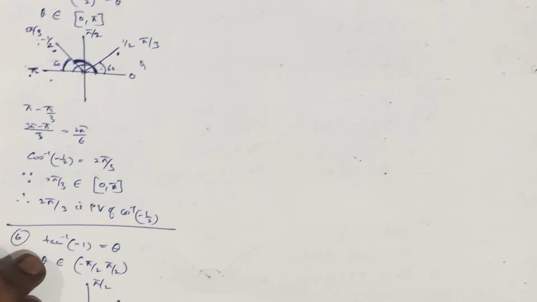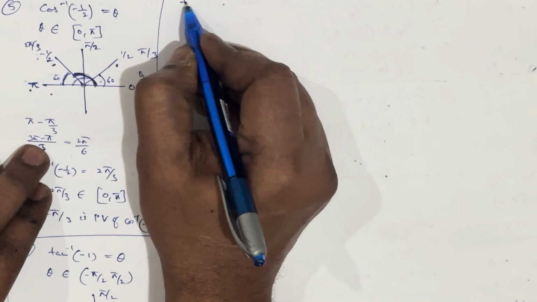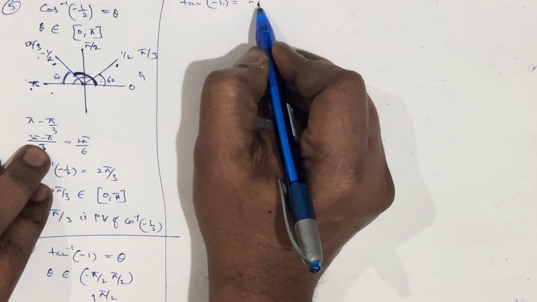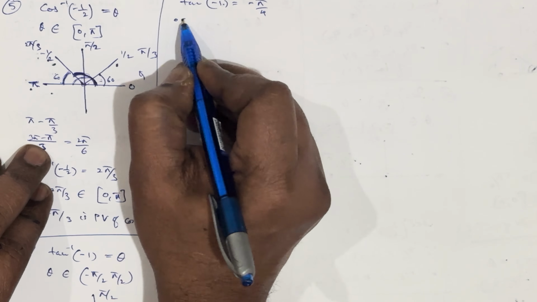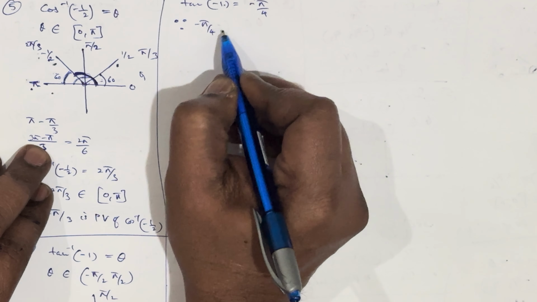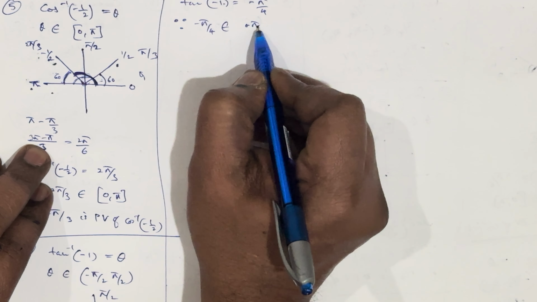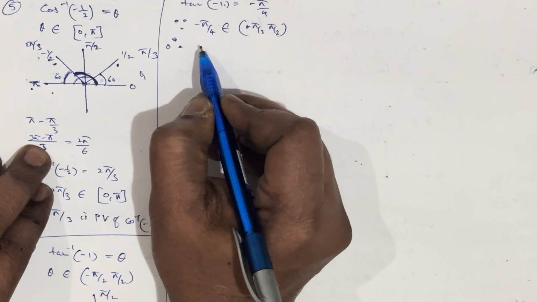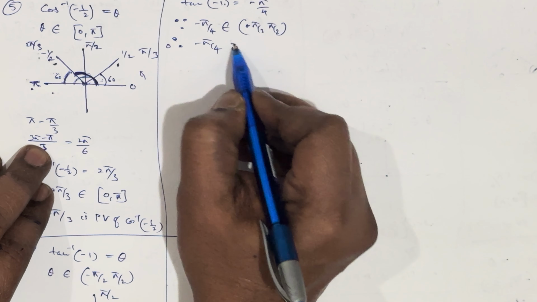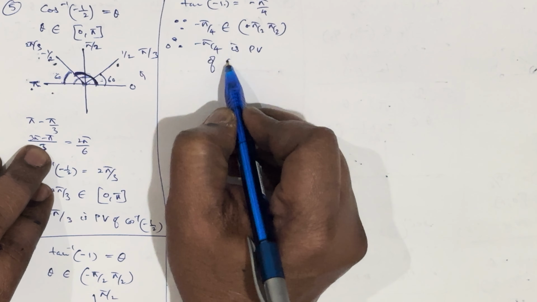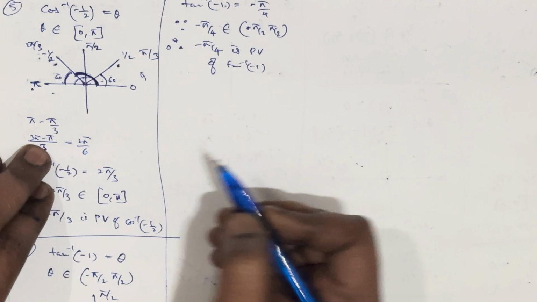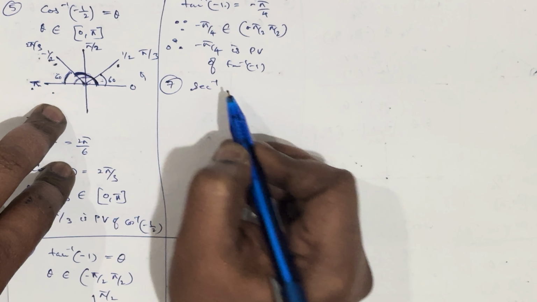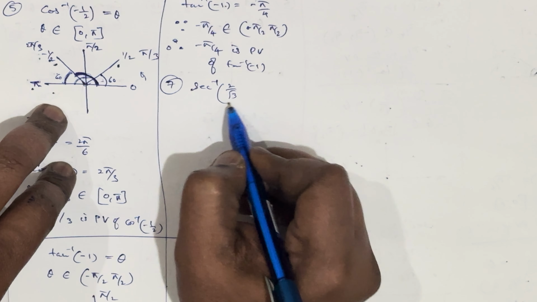So we can write tan inverse negative 1 equal to negative pi by 4, since negative pi by 4 belongs to the range minus pi by 2 to pi by 2, open interval. Therefore negative pi by 4 is the principal value of tan inverse negative 1. Simple. The seventh question. Secant inverse 2 by root 3.